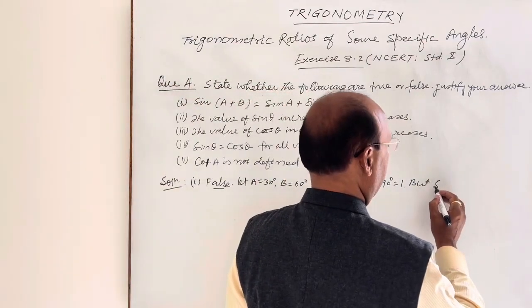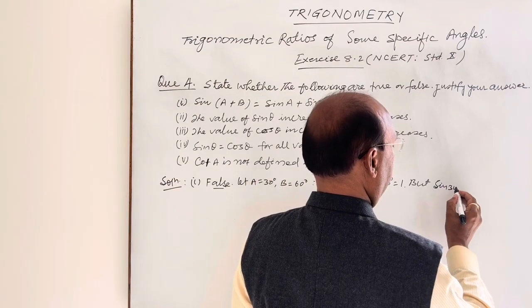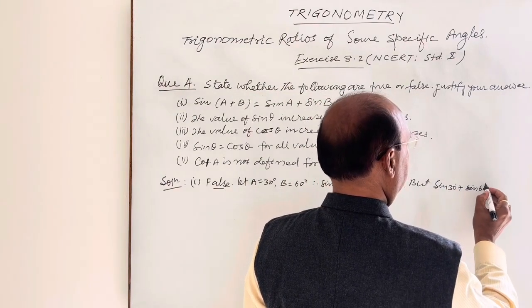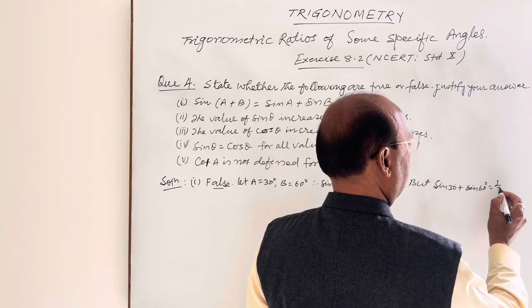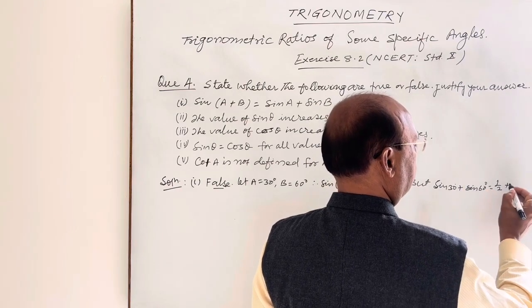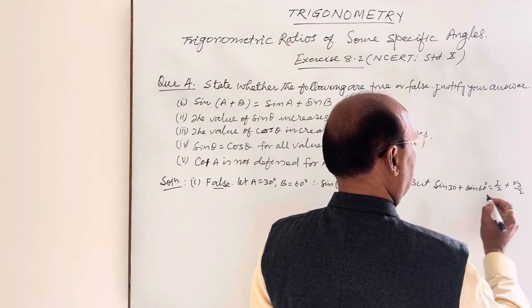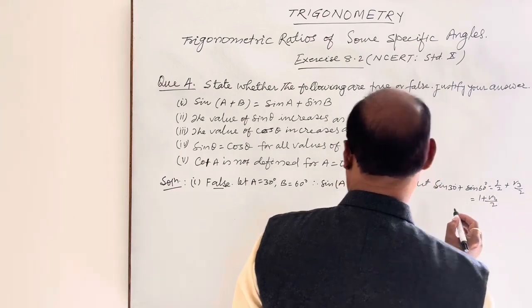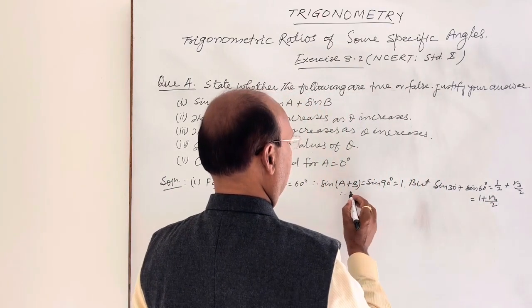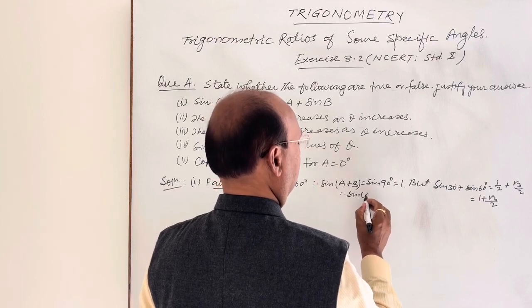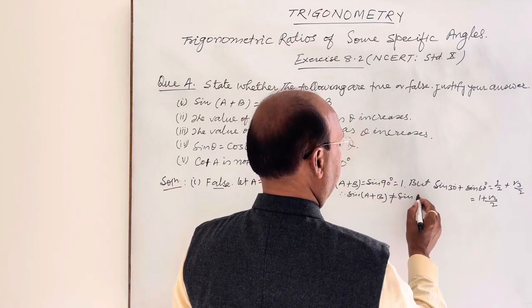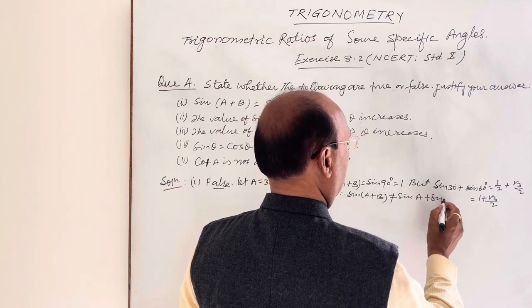But sine 30 degree plus sine 60 degree: sine 30 is 1 by 2 and sine 60 is root 3 by 2. This is equal to (1 plus root 3) by 2. So what are we getting here? Therefore, sine of (A plus B) is not equal to sine of A plus sine of B.